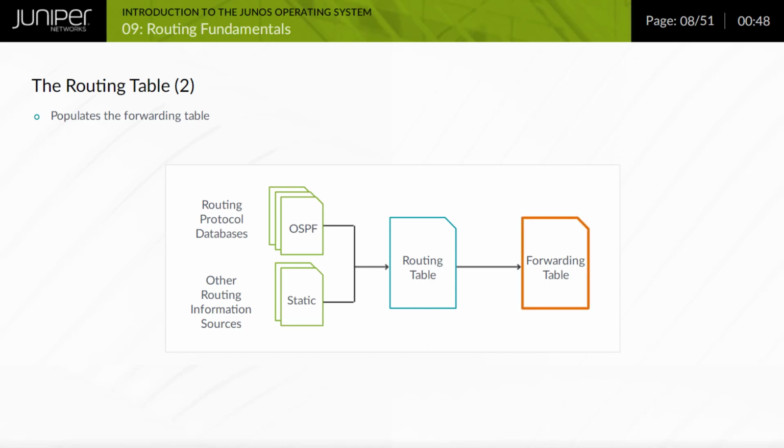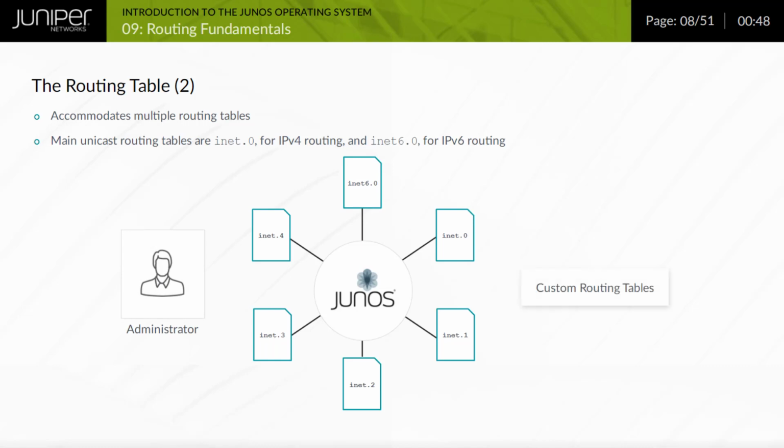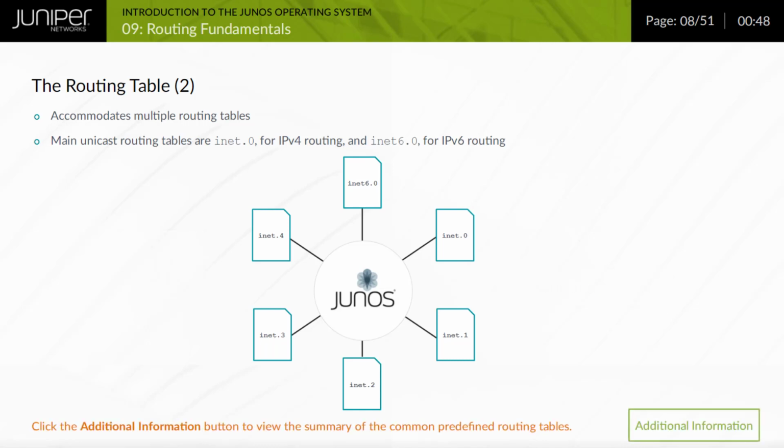The forwarding table determines the outgoing interface and Layer 2 read-write information for each packet forwarded by a device running the Junos OS. Devices running the Junos OS can accommodate multiple routing tables. The primary routing table, inet.0, stores IPv4 unicast routes. Additional predefined routing tables exist, such as inet6.0, which the Junos OS creates when the configuration requires it. An administrator can create custom routing tables to be used in addition to these routing tables. Click the Additional Information button to view the summary of the common predefined routing tables.